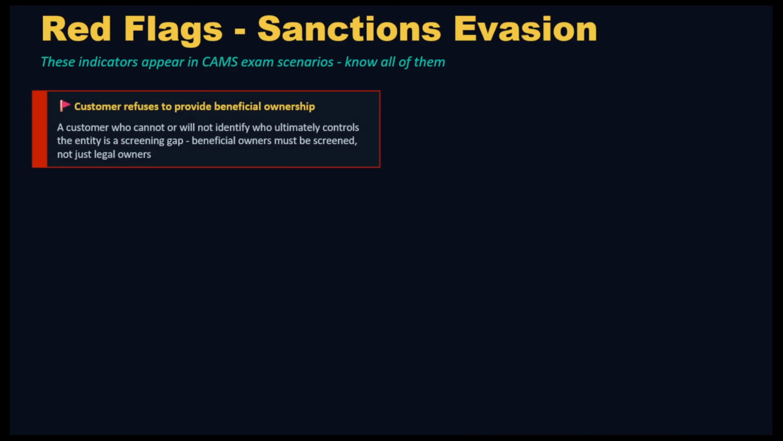So there are 3 obligations: screen, investigate, report. Each has a specific requirement that the exam tests you on. Screening: all customers, their beneficial owners, counterparties, and vessels against all applicable lists, which we discussed earlier: UN, OFAC SDN, EU, OFSI, and your own national list, which your country provided, not just one.